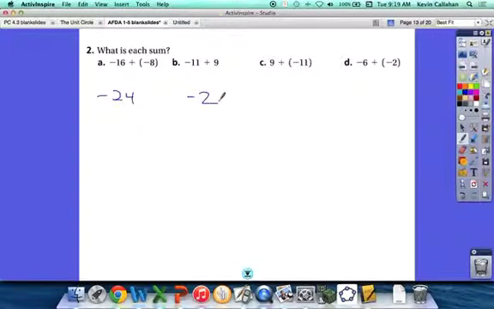How about 9 plus negative 11? I mean, is there any difference between these two? That's commutative property, right? Order doesn't matter. It's still negative 2. How about the negative 6 plus negative 2? Negative 8.